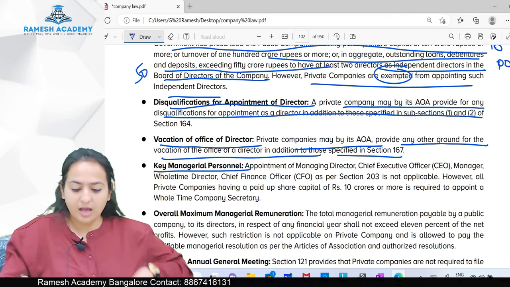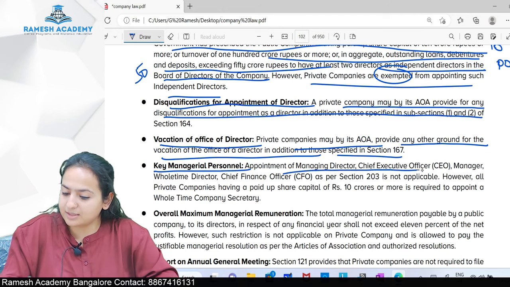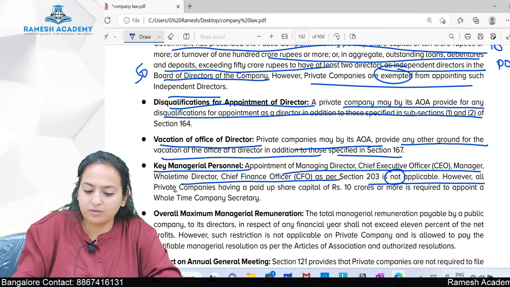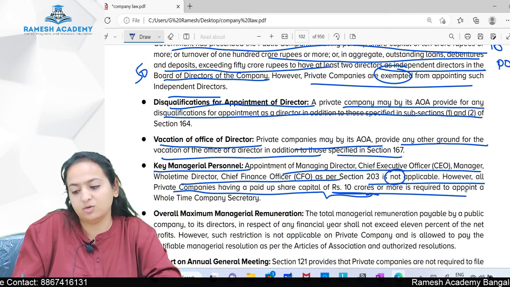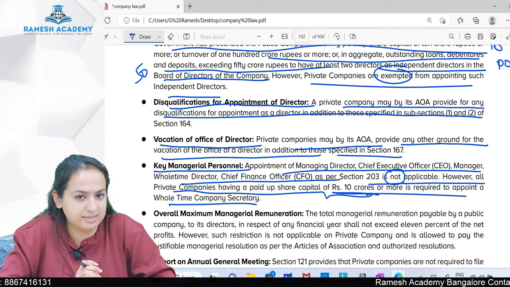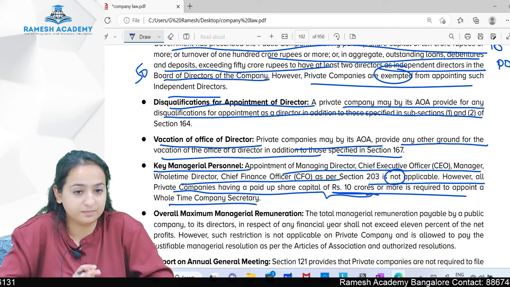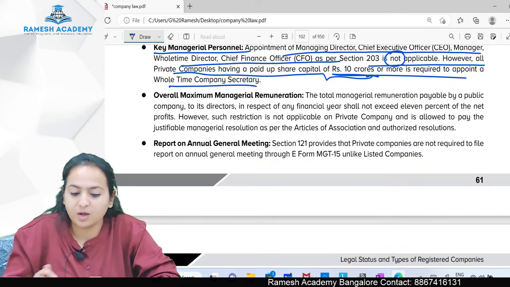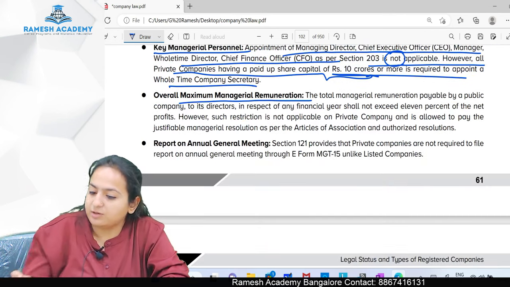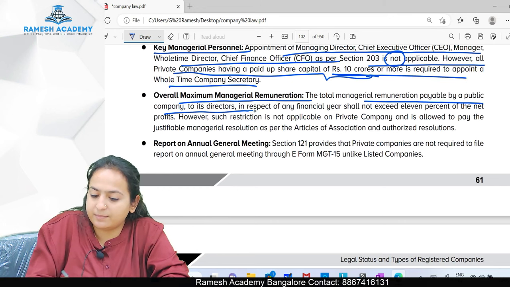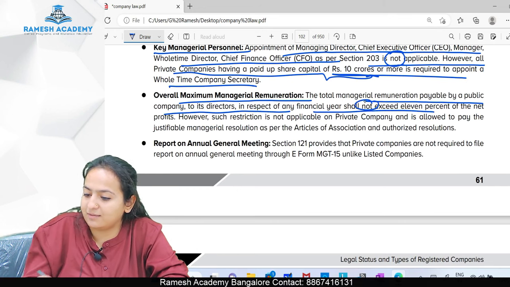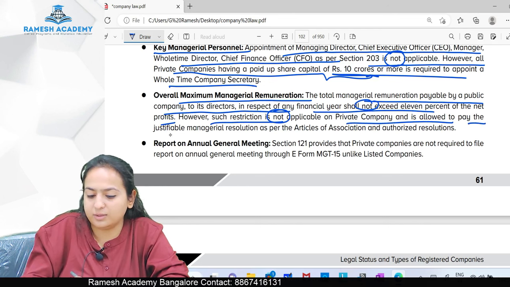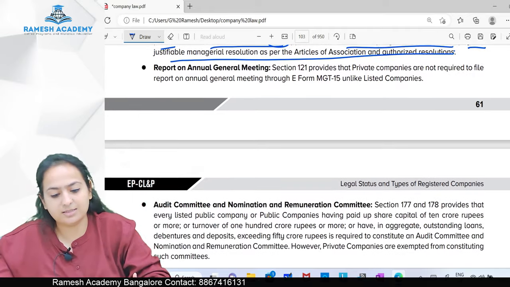Next is KMP. Appointment of managing director, CEO, manager, as per Section 203, is not applicable. However, a private company having paid up share capital of 10 crore or more is required to appoint a whole time company secretary. Overall maximum managerial remuneration: total managerial remuneration payable by a public company in respect of a financial year shall not exceed 11% of the net profit. However, such restriction is not applicable to a private company, which is allowed to pay justifiable remuneration as per the AOA.